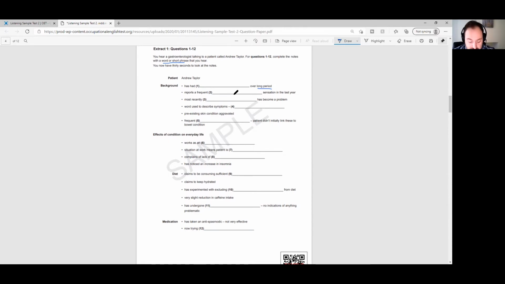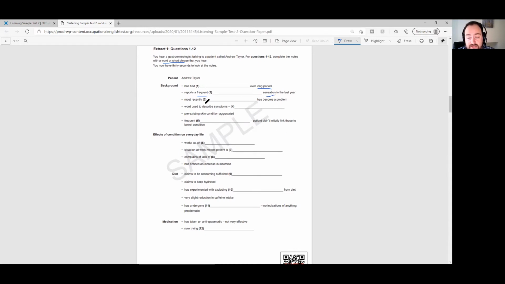Let's look at number 2. Reports a frequent something sensation in the last year. So let's talk about the key words. Obviously sensation is quite important. I think frequent too, things that are related to time, like we have in the first one, long period, frequent. Let's think about how we could say frequent in different ways, or what frequent actually means, that it could be the main problem of something. So frequent, sensation, these are really the things that we're focusing on here.